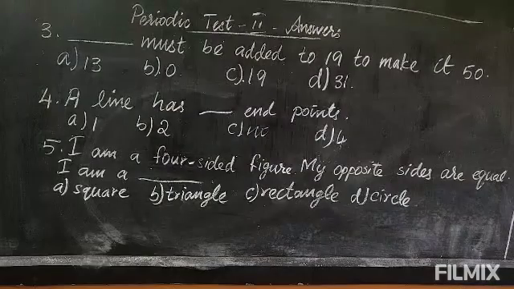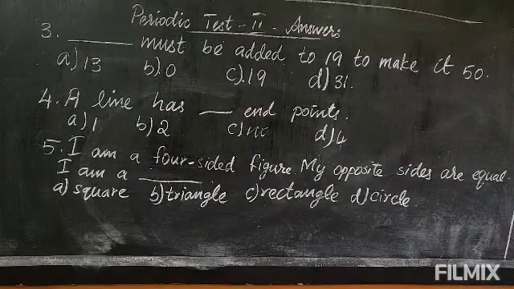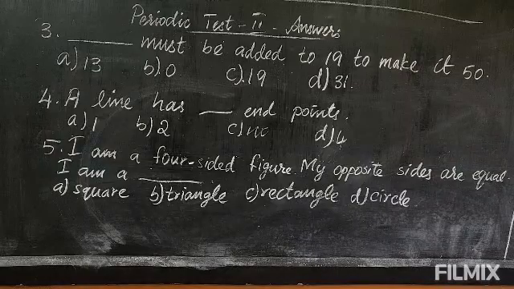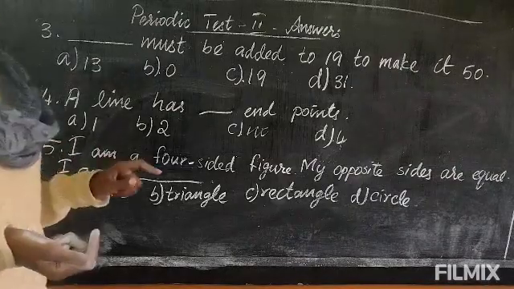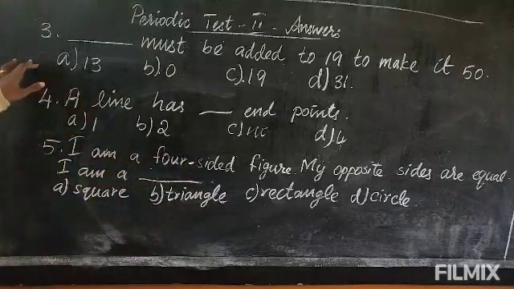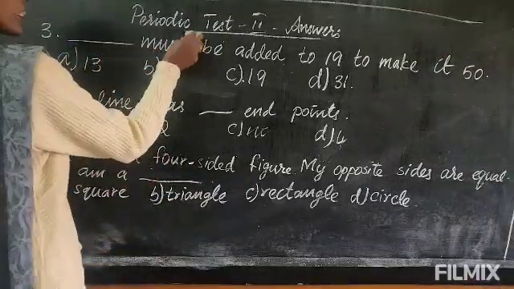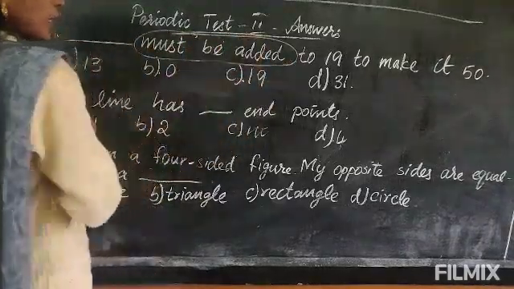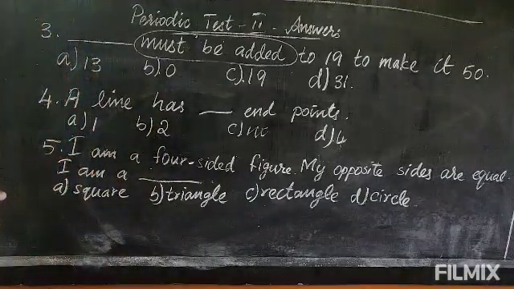Okay, now the third question. Dash must be added to 19 to make it 50. So "must be added" is a keyword. Already I have told you, if this keyword comes, it means you have to minus.